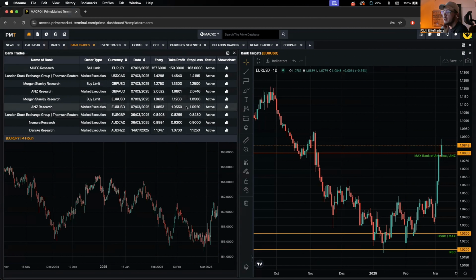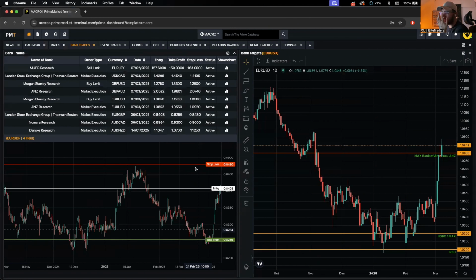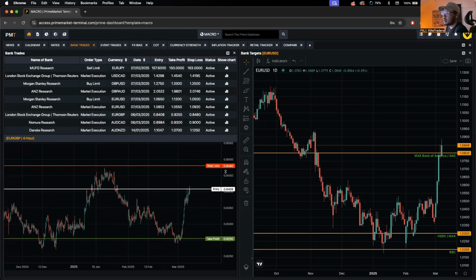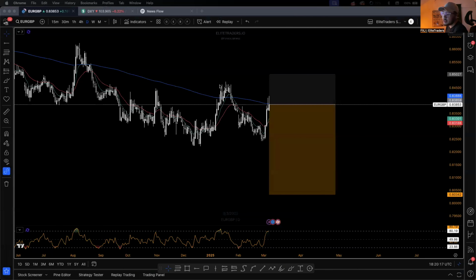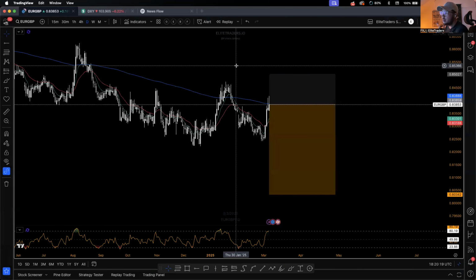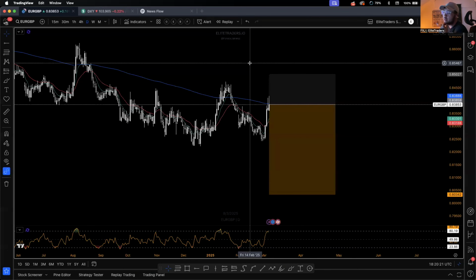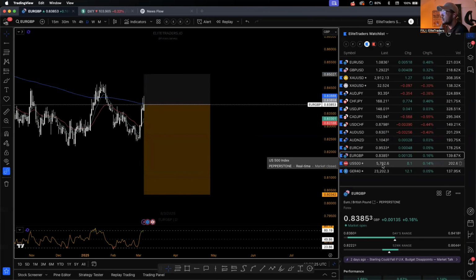Where was it? Euro pound here. So yeah, London Stock Exchange Group is currently in this position. Its stop loss is 0.848, entry is at 0.8408, and they've got a take profit at 0.8255. So that's another great thing. If we've got an institution doing the same thing, looking at the same thing, then we've got some basis to our idea to start with.